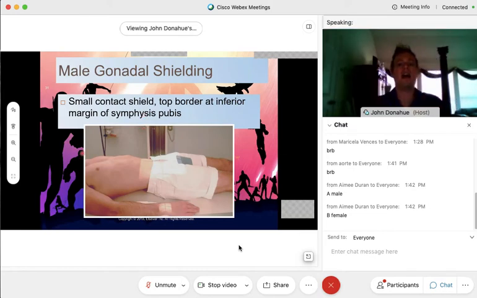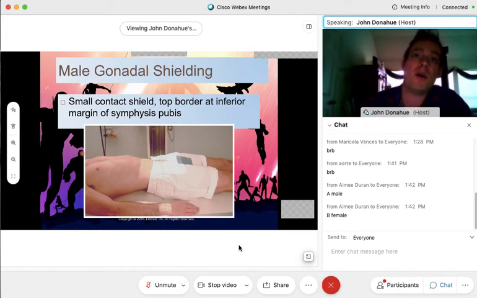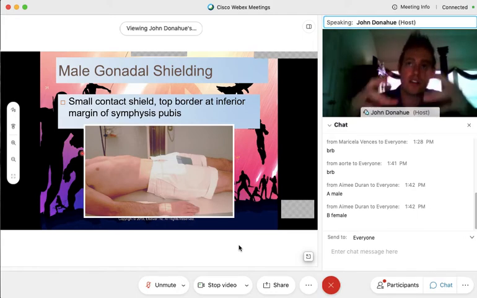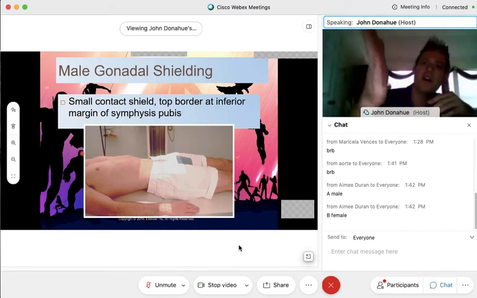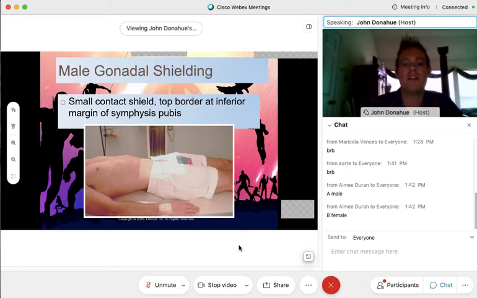Now, when it comes to shielding, guys, we're always going to shield the males at the testicular area. You're going to use a smaller shield. Of course, most facilities don't have the actual small shields. Therefore, you're going to use the full lead shield. Put it right at the testicular area. And I actually disagree with this image. I would put your shield right below the light.